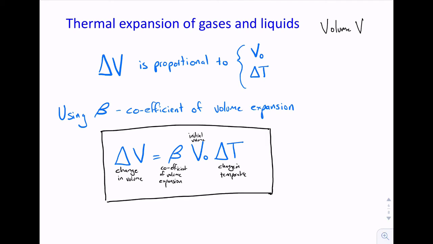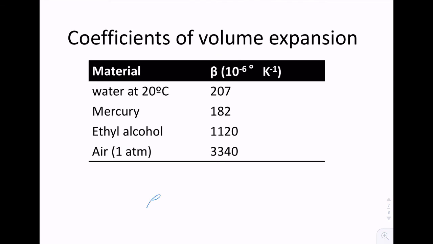Here is a table showing some coefficients of volume expansion. The coefficient of volume expansion, beta, is often about 3 times that of alpha because the expansion is in 3 directions at once. Volumetric expansion is usually used for gases and liquids.